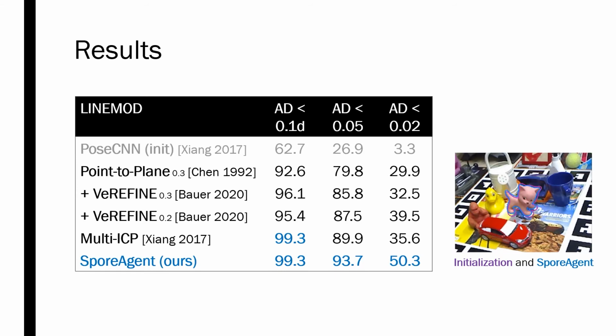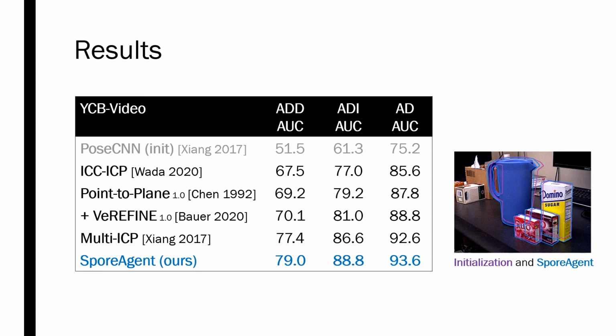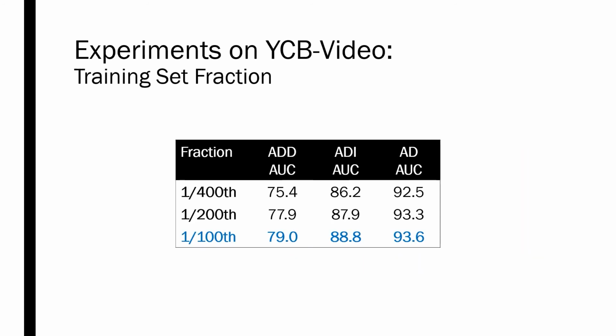On the LINEMOD dataset, the increased accuracy of our approach is indicated by the recall for tighter thresholds of 5 and 2% of the object diameter. On the YCB-Video dataset, we compute the recalls for a varying threshold and report the area under the resulting curve, outperforming competing methods by a significant margin. As compared to competing learning-based methods, our approach is able to achieve high accuracy using only 1/100th of the available real training data and without any additional synthetic data.